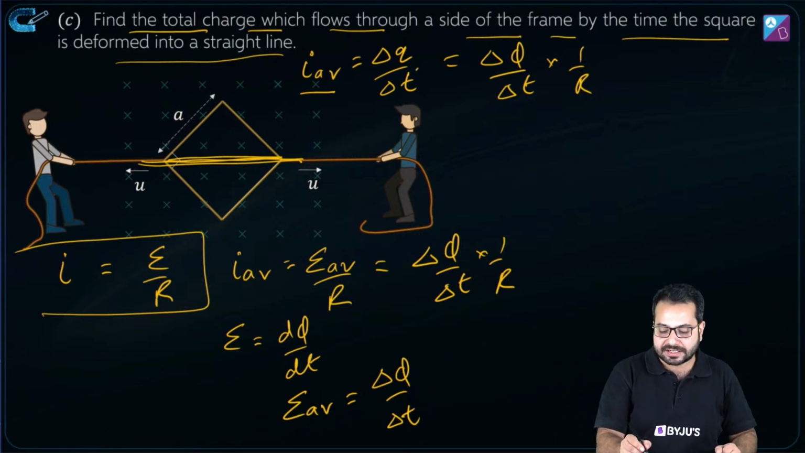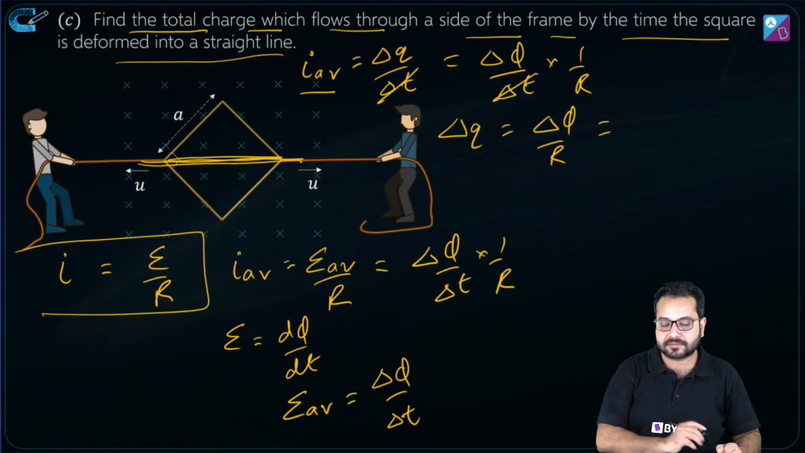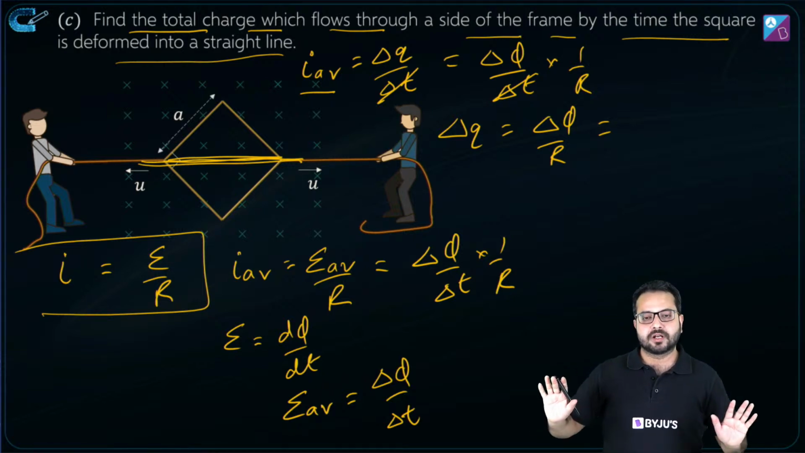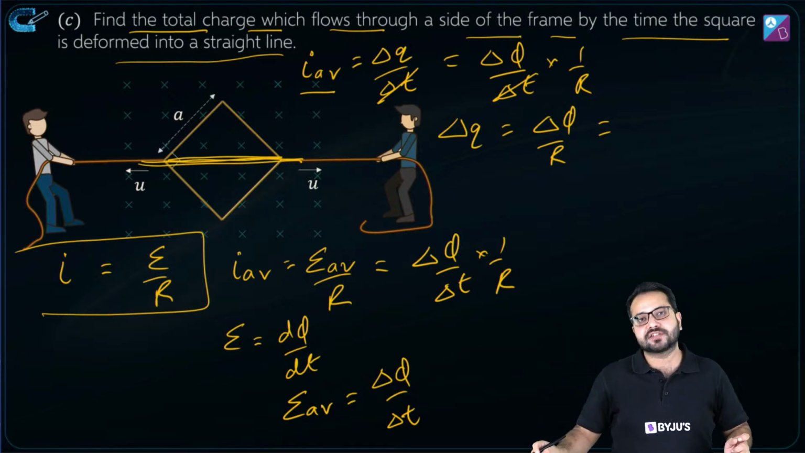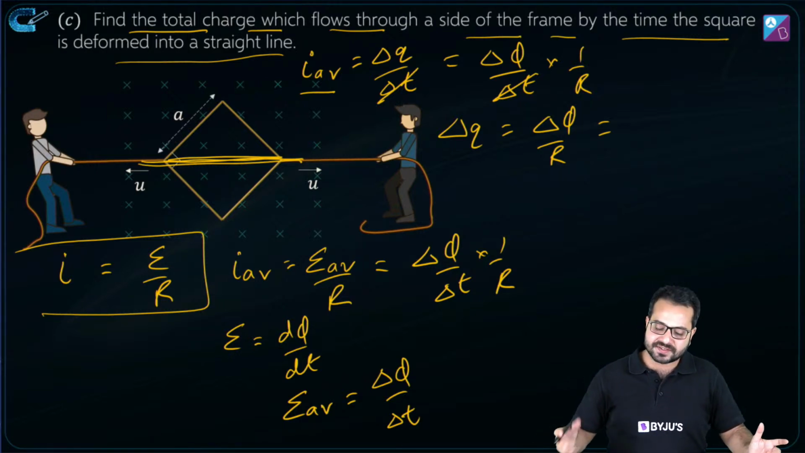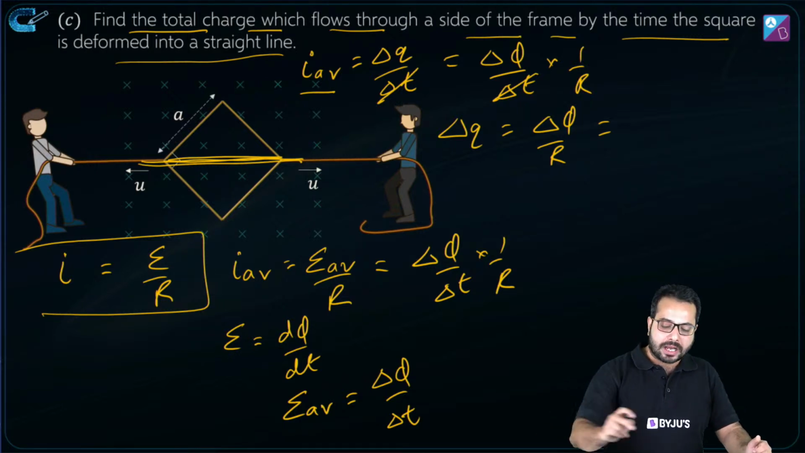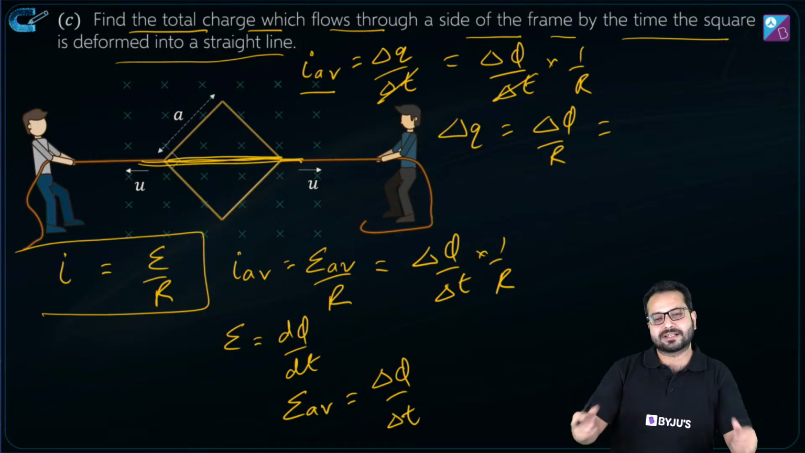If that is clear, then delta t and delta t are going to get cancelled and delta Q is going to be delta phi upon R. Do you agree? Plain and simple. So what we have found out is that the charge flown would be the change in flux divided by R. Now finding the change in flux is very simple, and we are just concerned with the magnitude, so we don't need to worry about plus and minus.